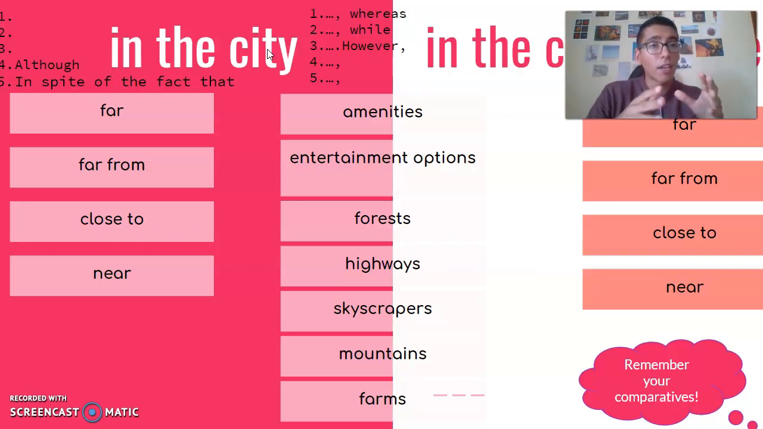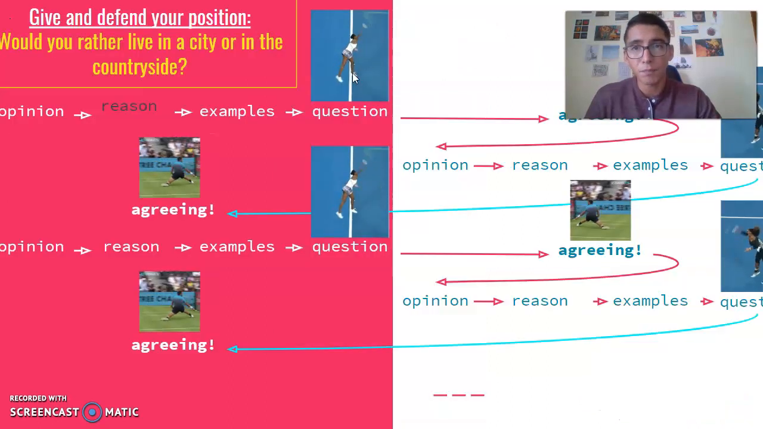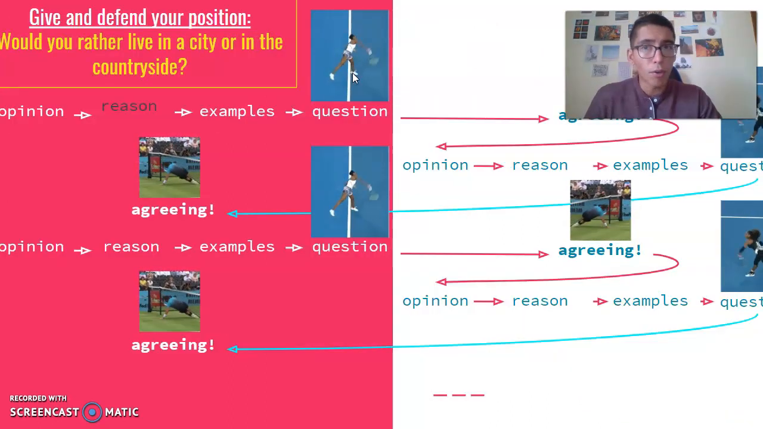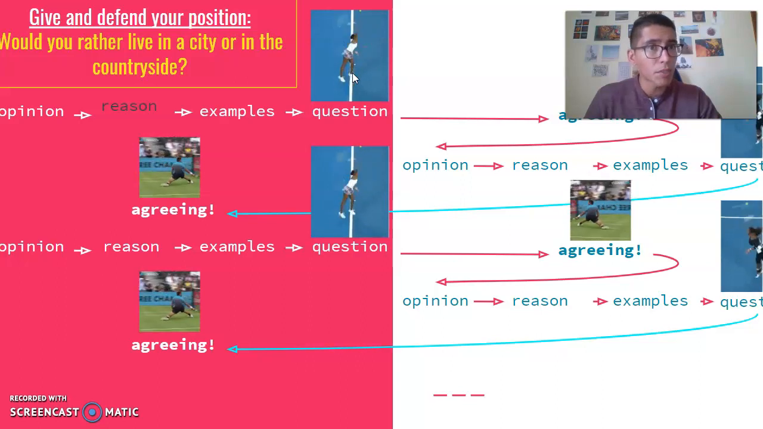And you have different vocabulary that you can use, of course, like mountains, farms, highways, entertainment options. You guys know the entertainment options: cinemas, shopping centers, malls, etc. Of course, you can always use whereas, while, and these are contrasting ideas that you use in the middle of your paragraph. Or if you want to add more information, you say what is more, or you can say in addition, things that are formal connectors that I have taught you before.